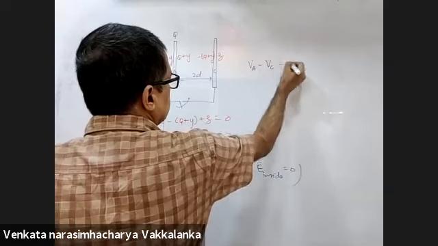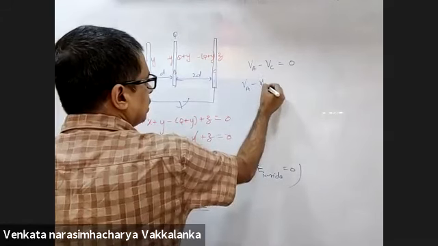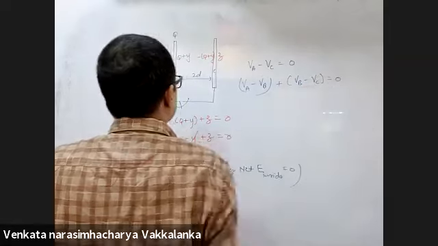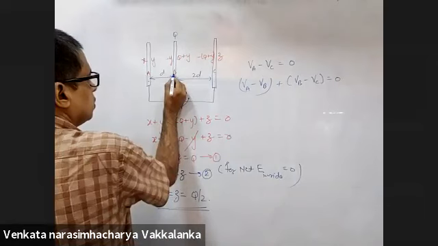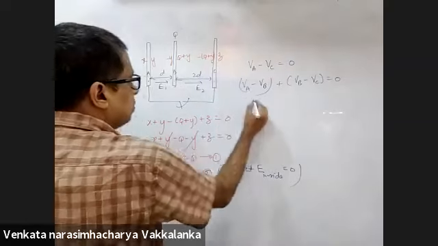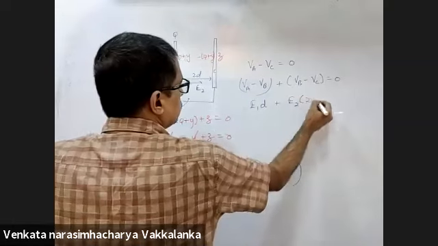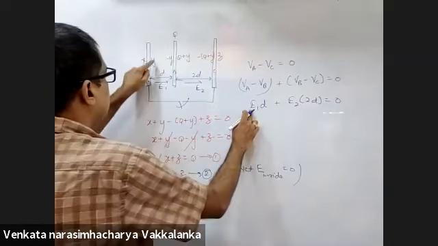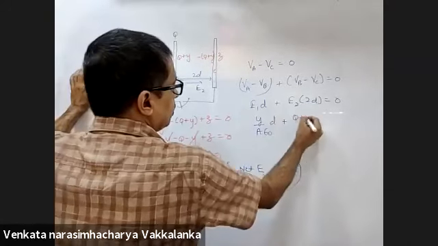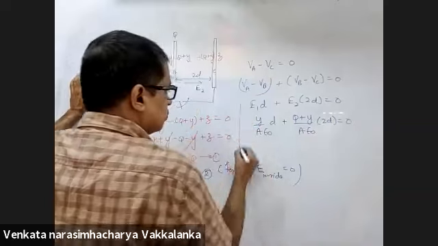How will you calculate y? VA minus VC is 0. VA minus VB plus VB minus VC is 0. If I take the field here to be E1 and E2, VA minus VB is E1 into D, VB minus VC is E2 into 2D. This will be 0. E1 is Y by A epsilon naught. E2 is Q plus Y by A epsilon naught into 2D should be equal to 0.